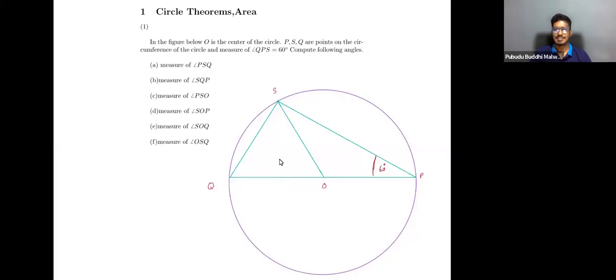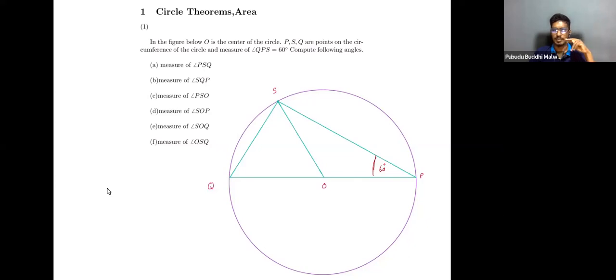Right. In today's session, we can try this question. Now, to compute these angles, we have this diagram, a circle, and actually three triangles: QSO, OSP, and also the bigger triangle, QSP. Those three triangles and the circle. But how would you compute these angles?